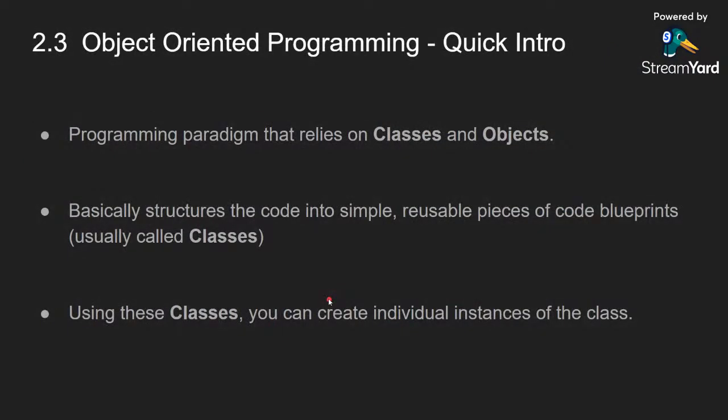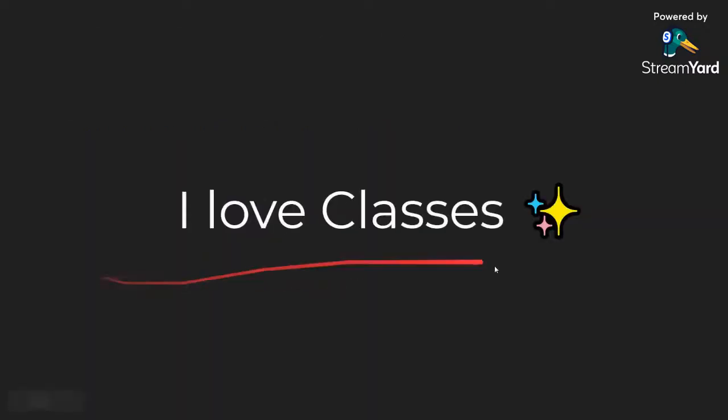Now, for the other part, I'm going to discuss a bit of object-oriented programming. For those who don't really know, it's a programming paradigm, a way of programming in which you rely on classes and objects. The main thing that you do is structure your code into small reusable components, blueprints. These are called classes. Using classes, you can create their individual instances. This really makes your code more reusable and more modular, which is the right word. And I love classes. This is why I use them everywhere. Anywhere that I can use them, I try to make my code more object oriented.